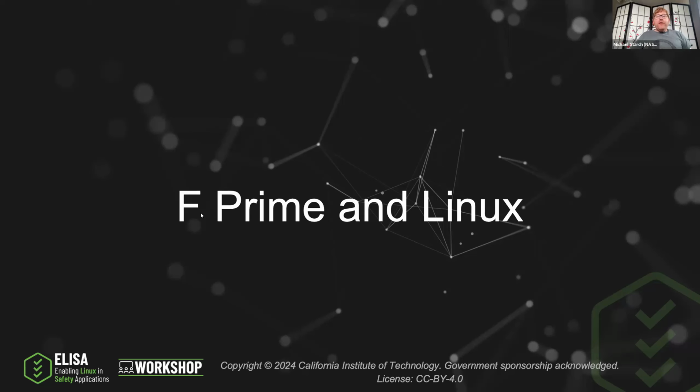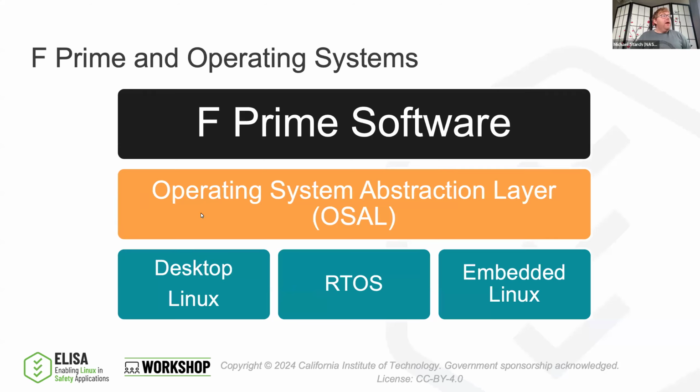All right, so let's talk a little bit about some of the technical details of F prime and Linux. To start off with, the F prime software is this block that we see at the top of this diagram. It is the control software for your spacecraft. So it's up to the project to say what they want it to do, what the system requirements are, etc. But F prime helps you architect that piece.